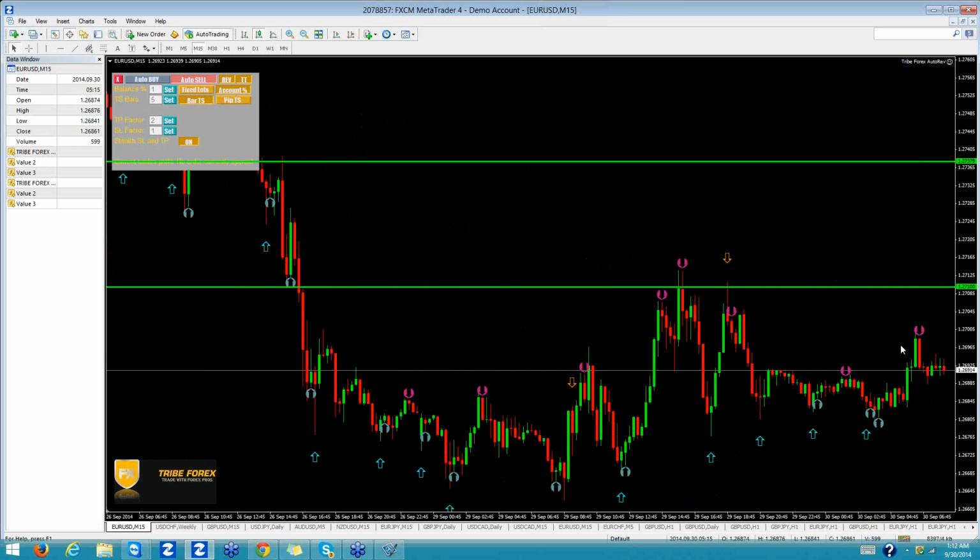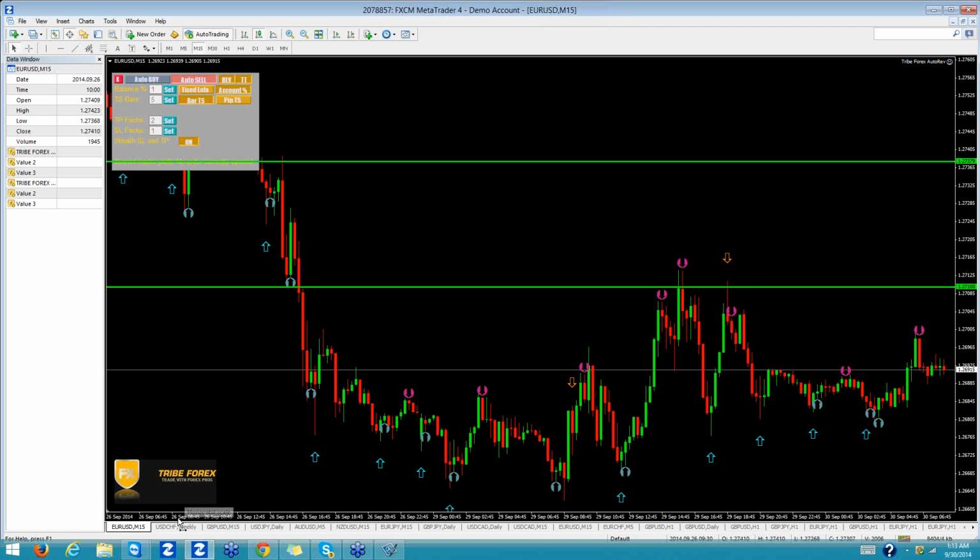Now these are the cues that we're going to use. The automated software will look for this reversal candle, look for your support or your resistance area, and will take a buy or a sell at that area. This by itself is a powerful, powerful tool toward your success as a trader.